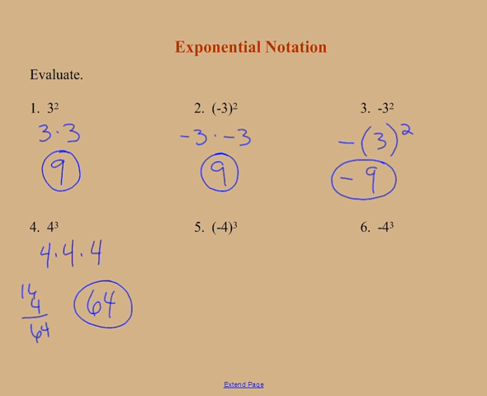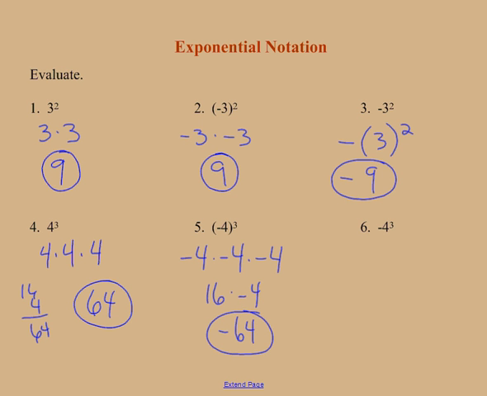Number 5, negative 4 cubed. Since the negative 4 is in parentheses, it's negative 4 times negative 4 times negative 4. So a negative times a negative is a positive, so this is positive 16 times negative 4, and then we end up with negative 64 here.